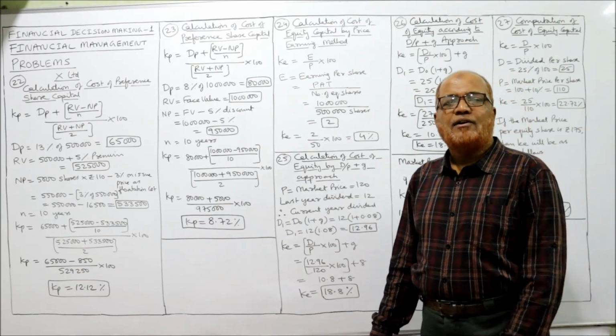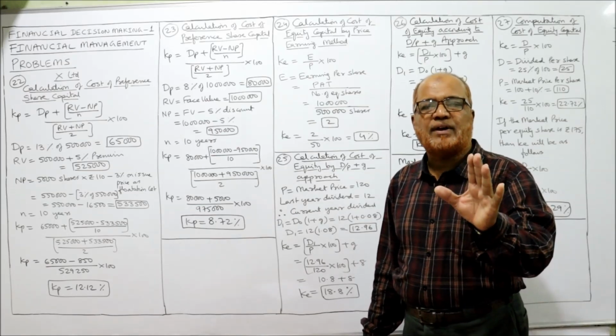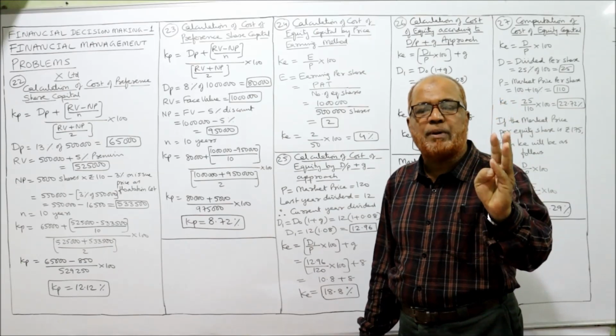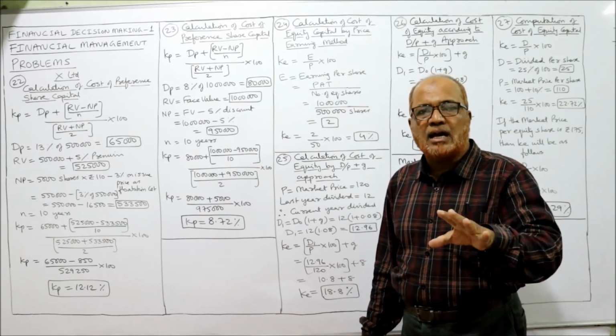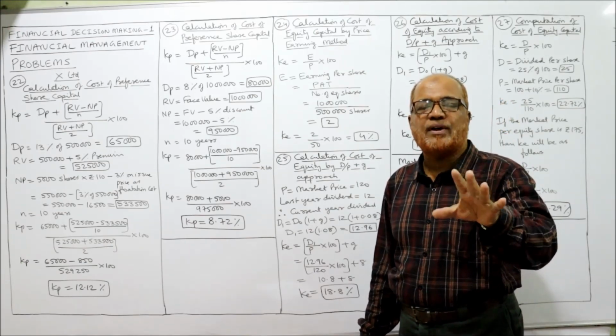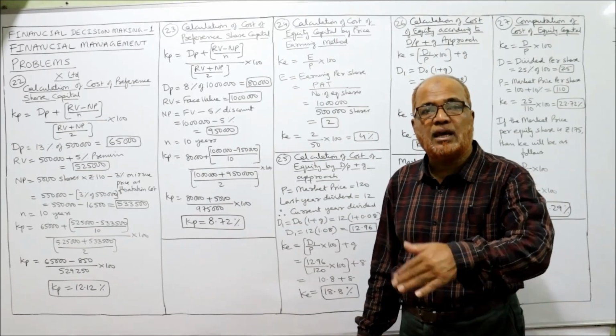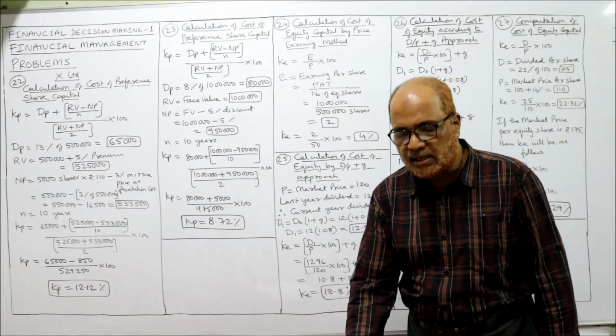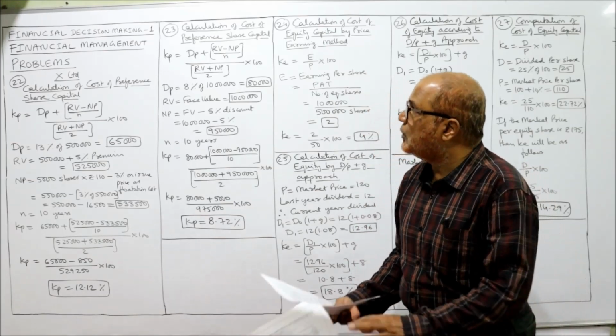Over. We have completed the specific cost of debt, KD, and the specific cost of preference, KP. The last one is the specific cost of equity. The next problem we'll start on equity capital. Now the 24th problem.